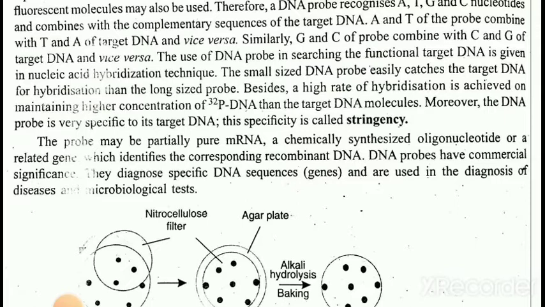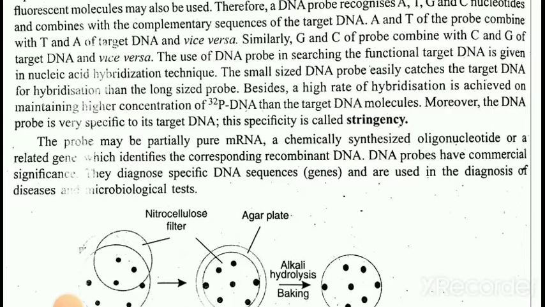The use of a DNA probe in searching for the functional target DNA is called the nucleic acid hybridization technique. The small-sized DNA probe easily catches the target DNA for hybridization compared to a long-sized probe. Besides, a high rate of hybridization is achieved by maintaining a higher concentration of probe than the target DNA molecules. Moreover, the DNA probe is very specific to its target DNA. This specificity is called stringency.